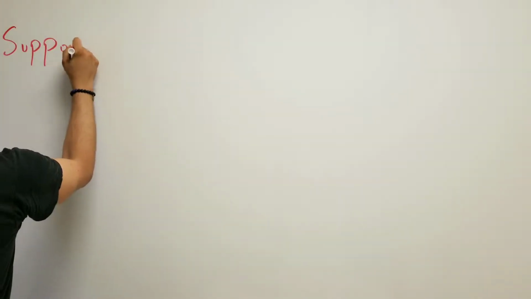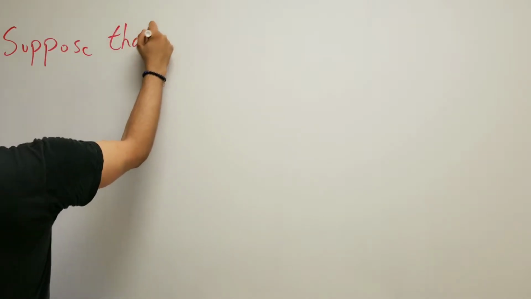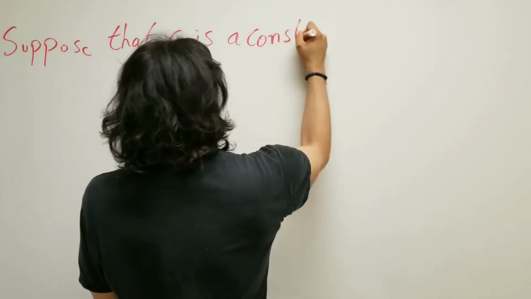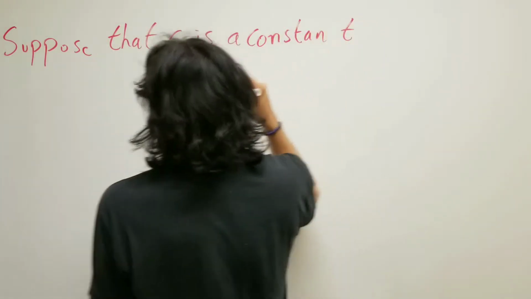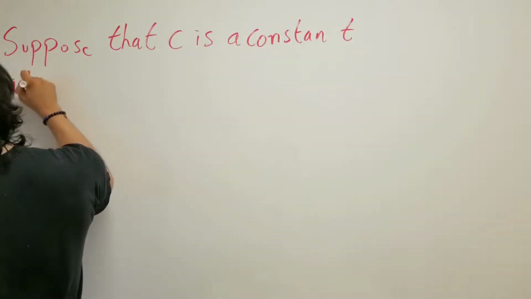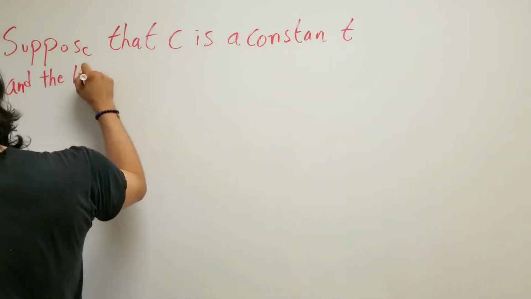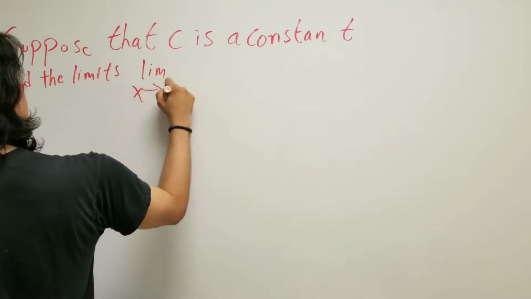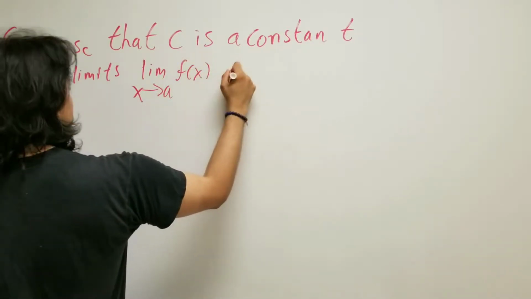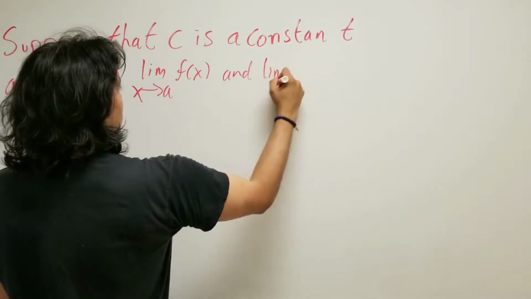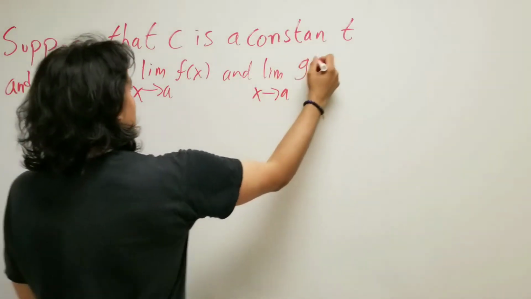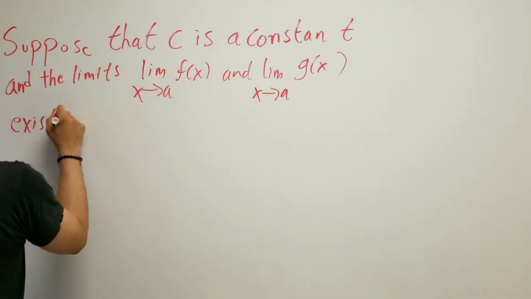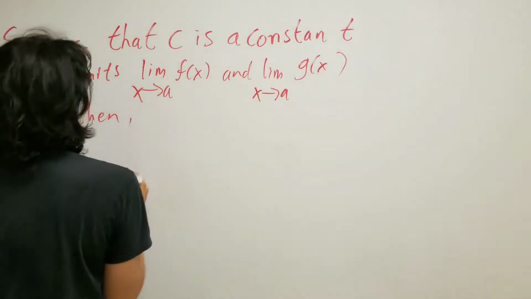Suppose that C is a constant and the limit as x approaches a of f of x and the limit as x approaches a of g of x exist, then we have these properties.